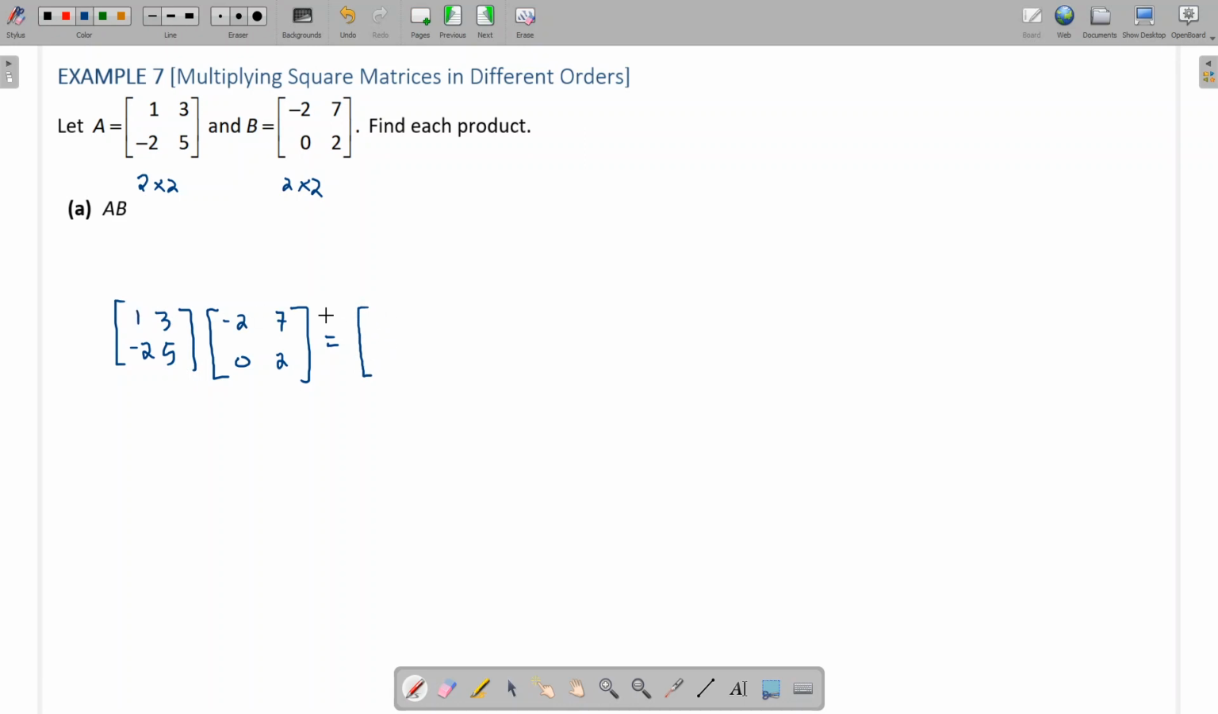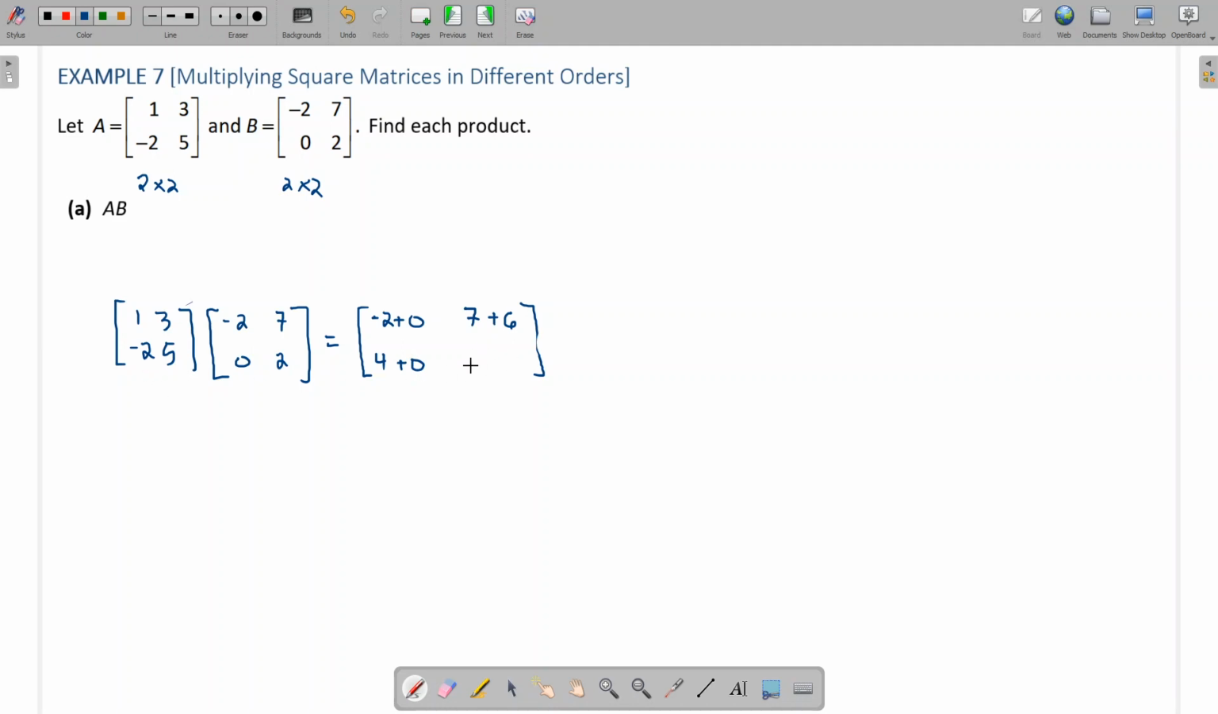So we're going to do 1 times -2, that's just -2. 3 times 0, that's a 0. Move on to the second element. So it'll be 1 times 7, that's 7, plus 3 times 2, which is 6. So that's our first row. Second row, -2 times -2 is 4, plus 5 times 0 is 0.